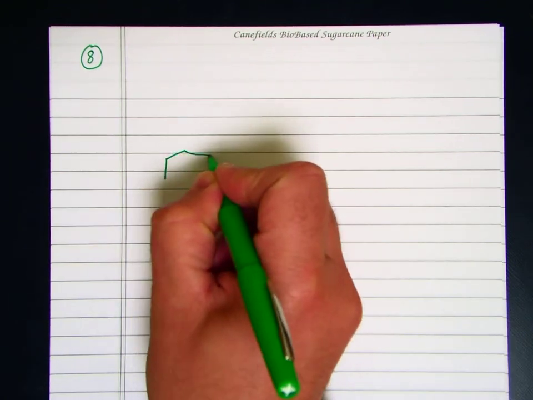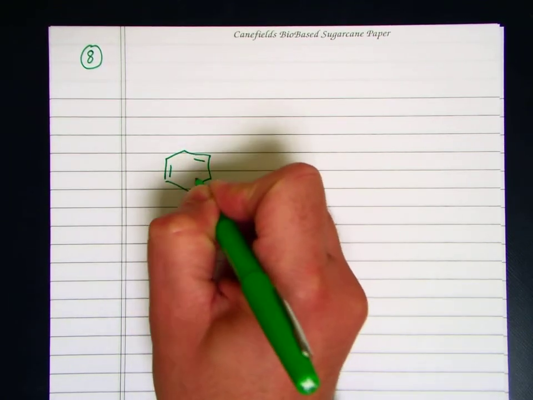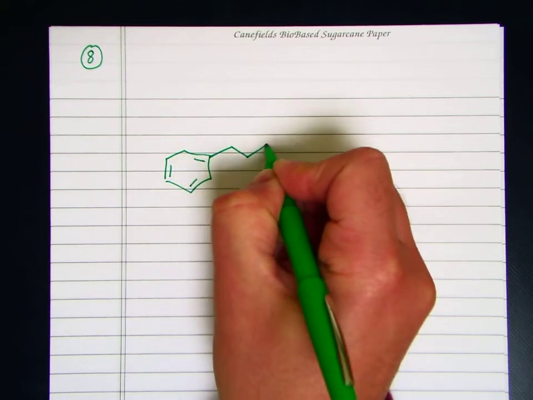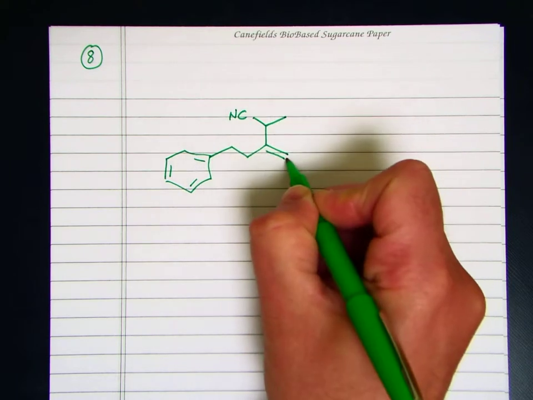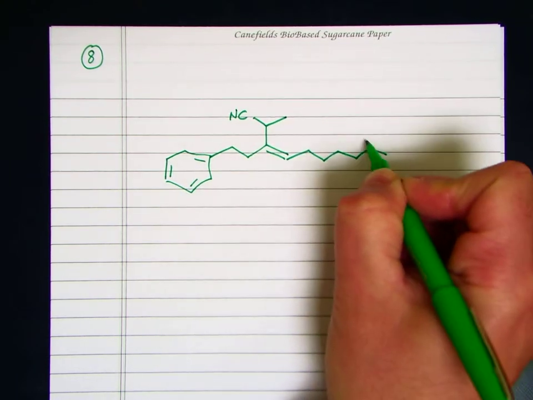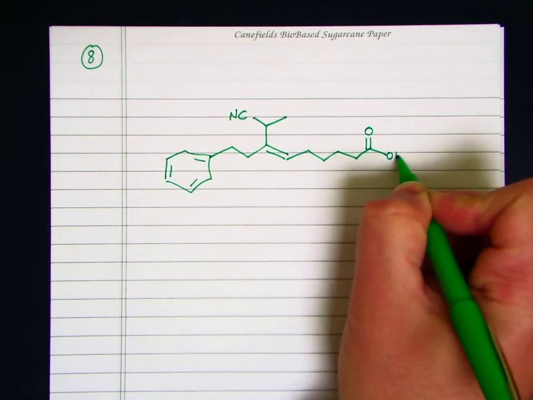So one last thing I want to introduce to you is we've got all these functional groups. So I'm going to draw this molecule. Okay. We've got an aromatic group there. We've got an alkene here. We've got a nitrile over here. We've got an acid, carboxylic acid over here.